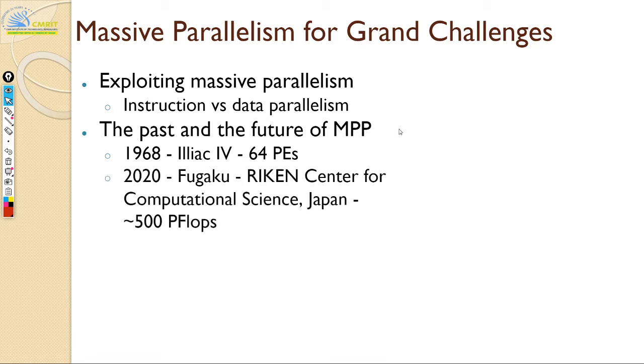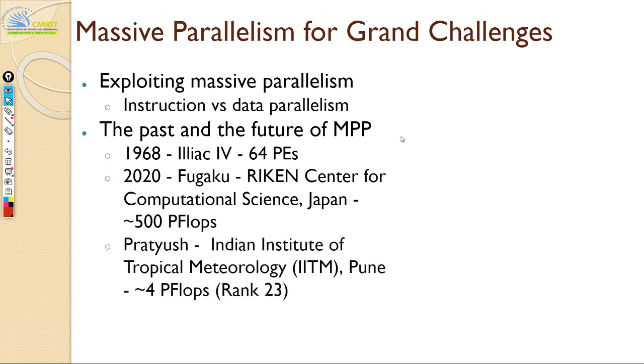More recently, in 2020, we have Fugaku at the Riken Center for Computational Science in Japan, and that's the world's fastest supercomputer as of date, and it runs at 500 petaflops. Okay, 500 petaflops is actually a big number. Peta is 10 to the power 15. So 500 times 10 to the power 15 floating point operations per second. Like I said, we are actually reaching the exaflops range. So this is the world's fastest supercomputer. In comparison, in India, we have Pratyush.